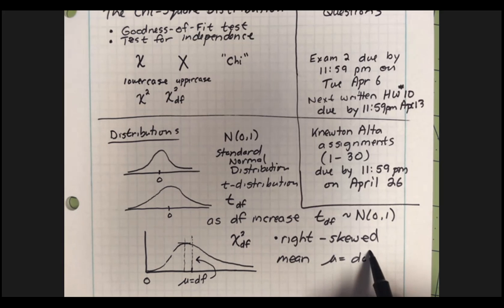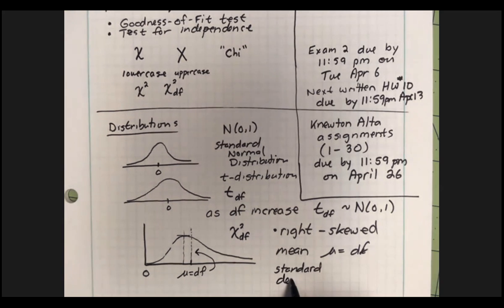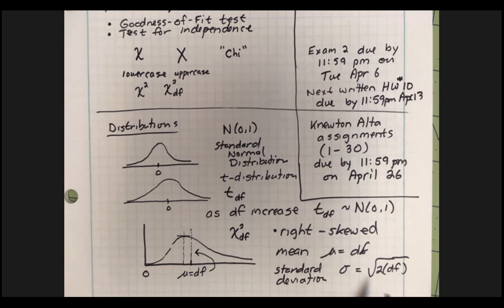It also has a standard deviation that depends on the degrees of freedom. And the standard deviation is the square root of 2 times the degrees of freedom. You double the degrees of freedom and then you take the square root.